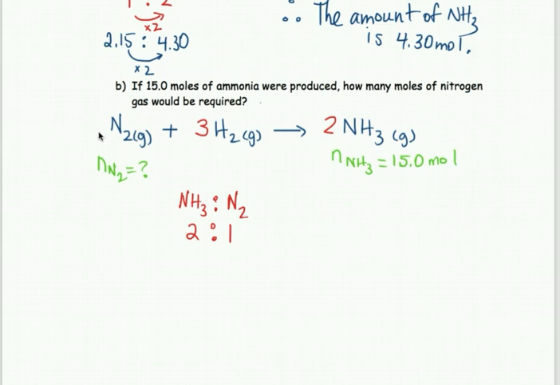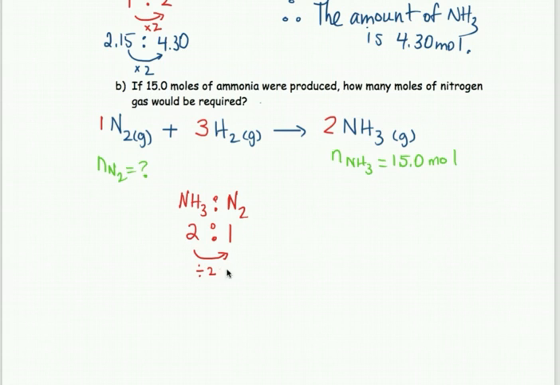So 2, and then there's no number here, but there's a 1 there, okay? And then, what are we noticing when we go from what we know to the one we don't know? Well, 2 became 1. So instead of multiplying by a number, I ended up dividing by 2 to get to 1, okay? So that's the relationship that they have to each other. If I have 2 of these, I only have 1 of these to start with, okay?